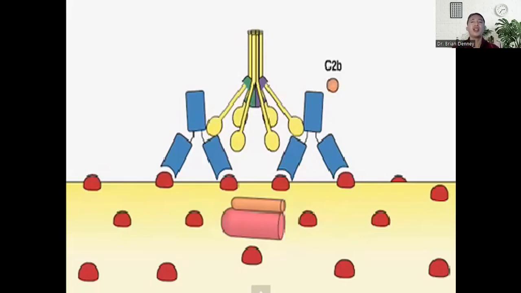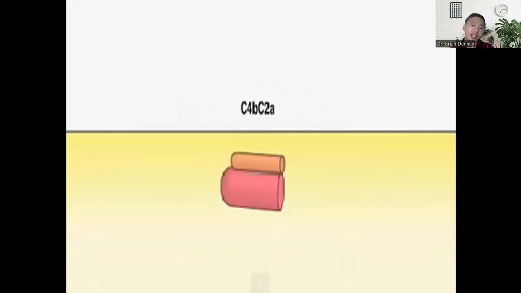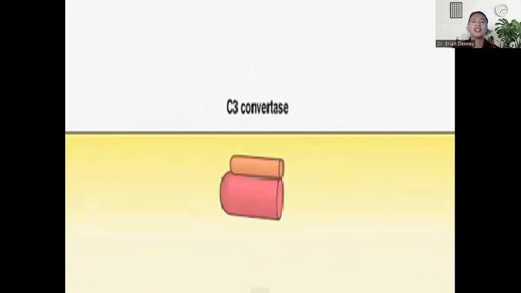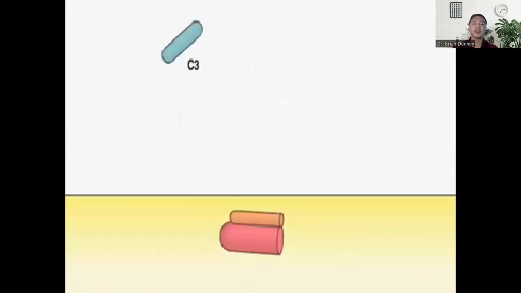Your C3 convertase now is an active enzyme which targets what? Complement protein. Very good, your C3. So C4B2A, or C3 convertase, targets C3. Now C3, for it to become activated, has to be cleaved by your C3 convertase, or C4B2A molecule.